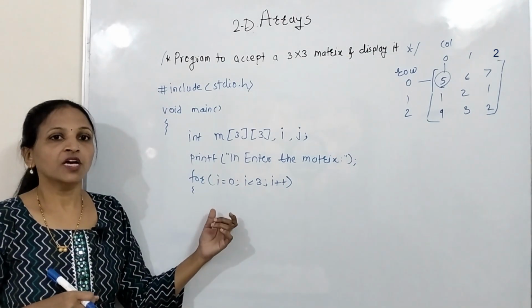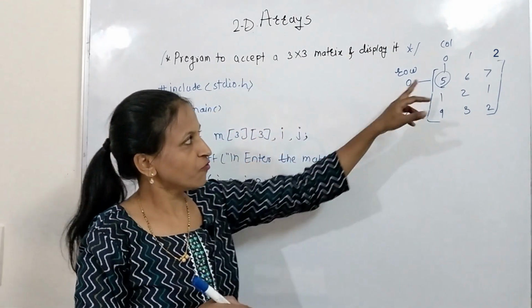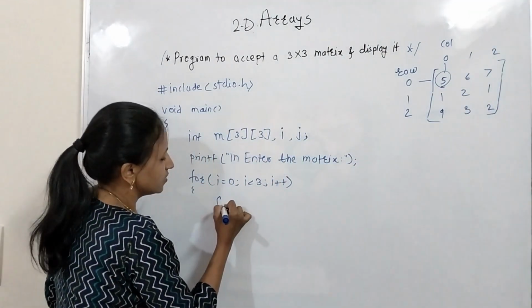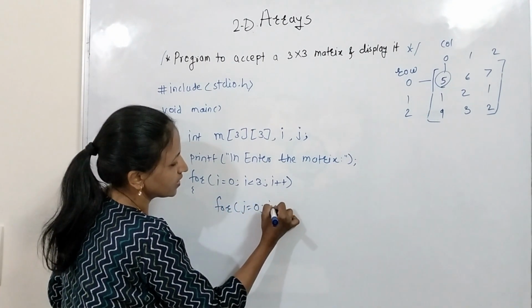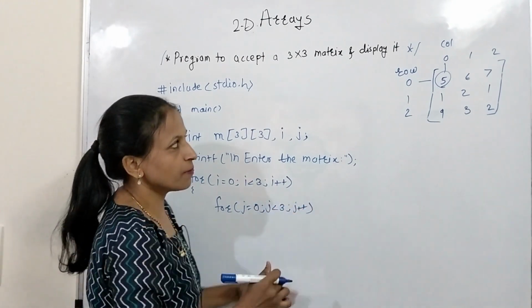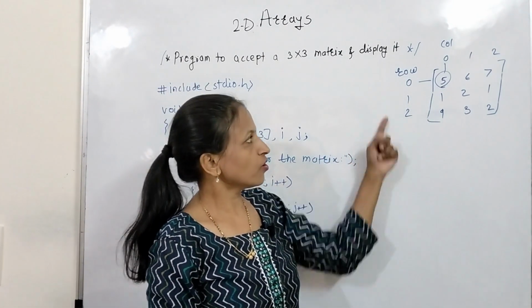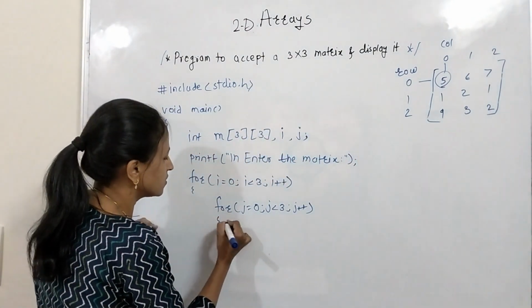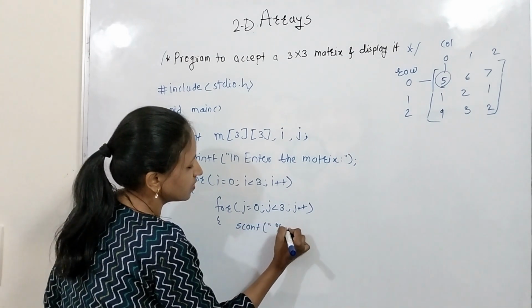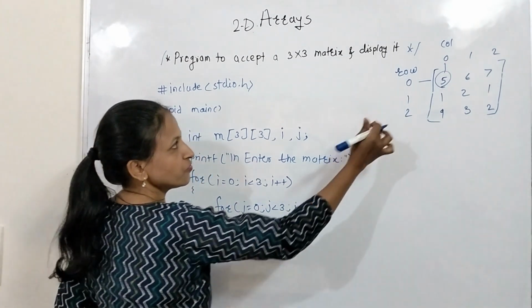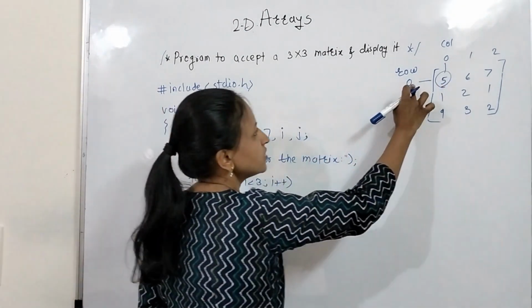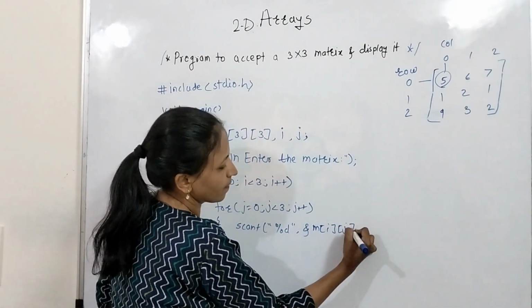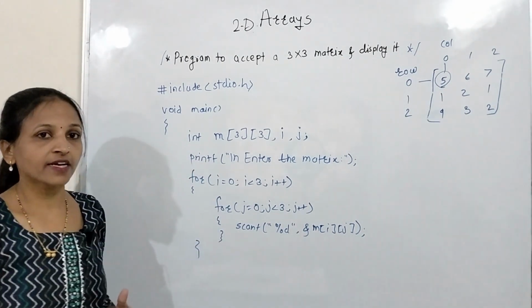After placing this loop, we have to place an inner loop for moving through 0, 1, 2. Now for j equals 0, j less than 3, j plus plus. Here the column dimension and row dimension are the same. For rows place the outer loop, for columns place the inner loop. Now here scanf %d comma ampersand, the name of the array is m of 0 0, 0 1, 0 2, which means m of i j. That's it. This is how to accept a matrix from the user.